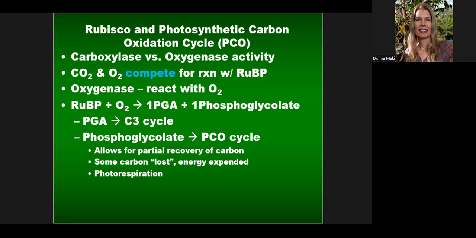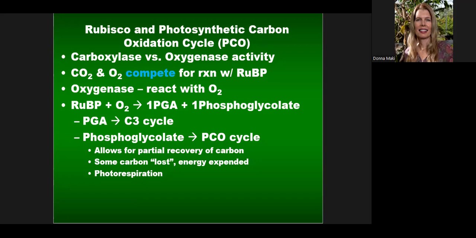So Rubisco, CO, the C means it can carboxylate. Well, that's what we've been talking about. CO2 comes in, reacts with RUBP, everything's great. But it also has an oxygenase function, which means if Rubisco sees oxygen and oxygen comes into its active site, it's like, well, okay, I'll react oxygen with RUBP.